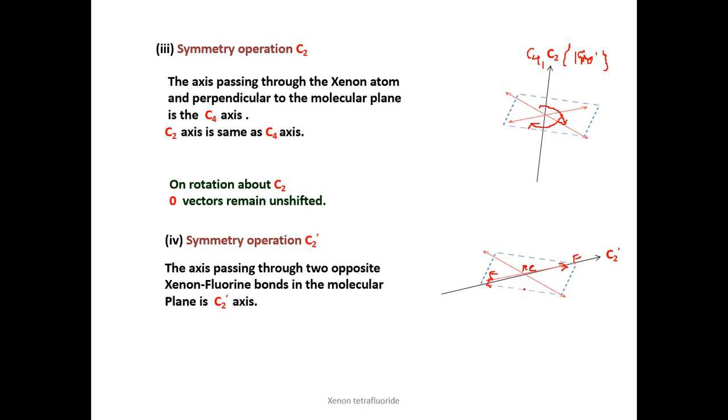Whatever vectors are present on the axis itself will not get shifted during the operation. This is rotation through 180 degrees, and when rotated through 180 degrees these 2 vectors will not get shifted. This will come here and this will come here, but the other 2 vectors will get shifted. The 2 vectors that are present on C2' will not get shifted, and so 2 vectors remain unshifted.